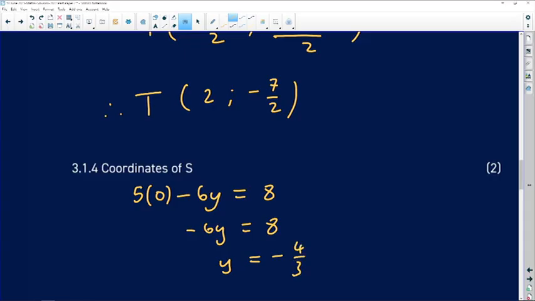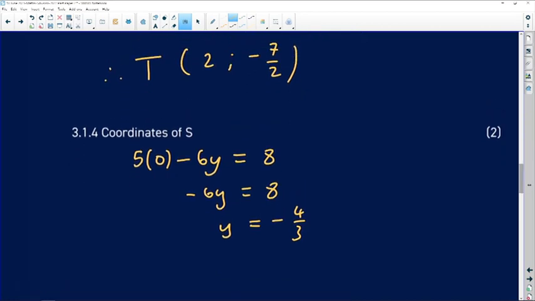But they didn't ask you for the y value, they're asking for the coordinates. Therefore, point S will have an x coordinate of 0 and a y coordinate of -4 all over 3.